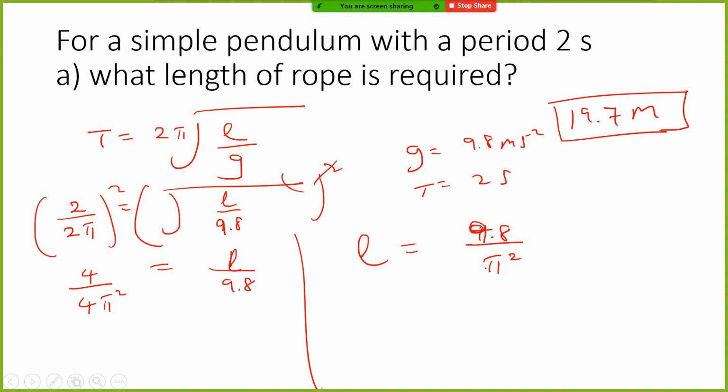So let's see. Where's my calculator? So 9.8 divided by pi squared. I get something of this nature. It says 0.99.